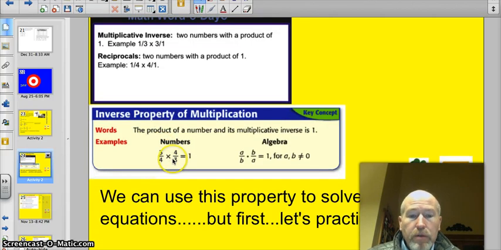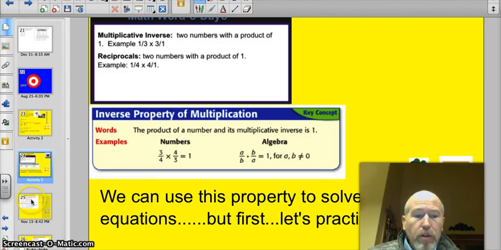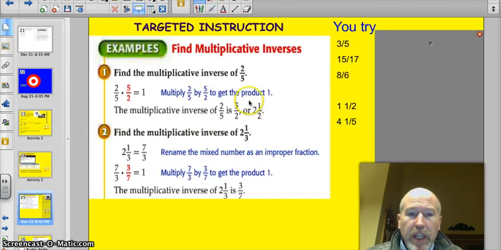3/4 times 4/3. Those are reciprocals or the multiplicative inverse, correct? So take a look. 4 times 3 is 12. 3 times 4 is 12. You're still going to get 1. They just cross each other out. So we can use this property to solve equations. And I know it's a little fuzzy yet, but let's just try some examples.